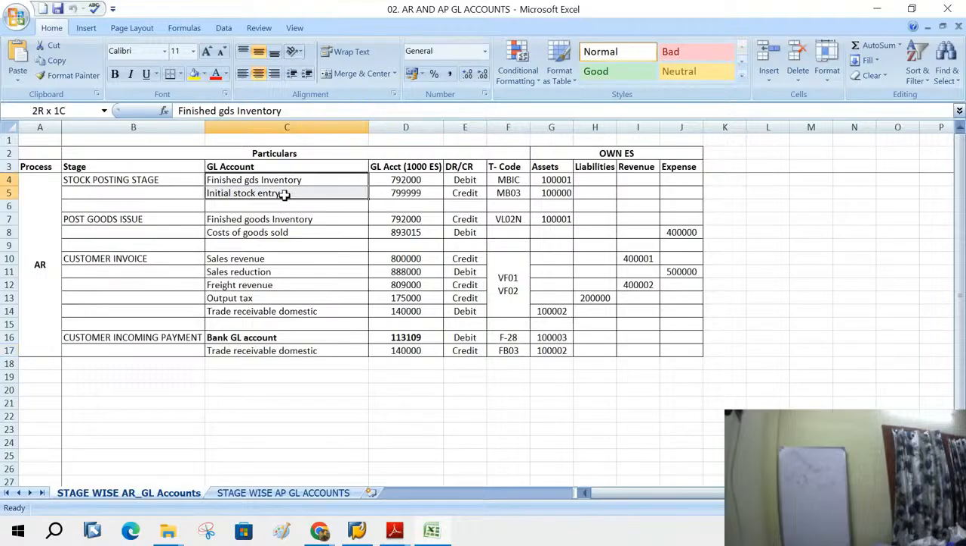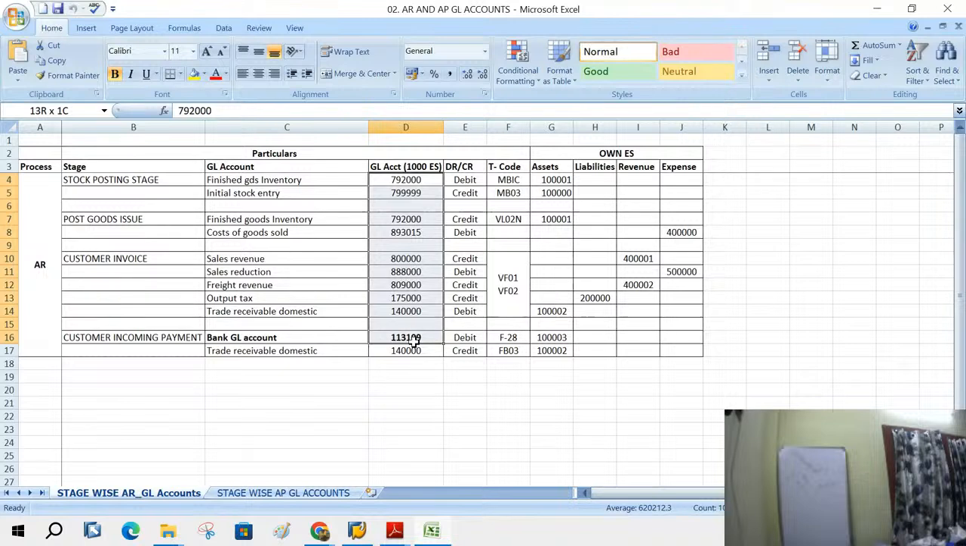Stock posting stage, finished goods inventory, and this. This I have mailed to all of you, the leaders. Because I didn't have Daniel's or Martin's details, I have sent it to Nadel. You have to forward it to everyone. Correct? So if you see, these are the GL accounts which are there in 1000 company code. Yes or no?